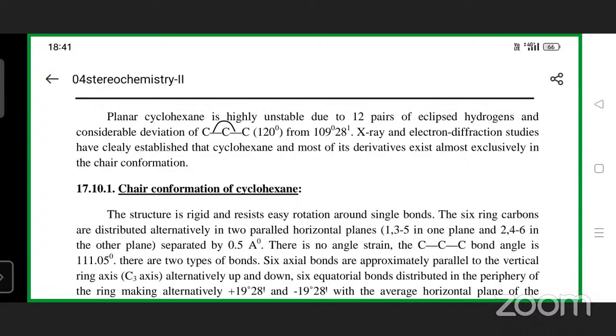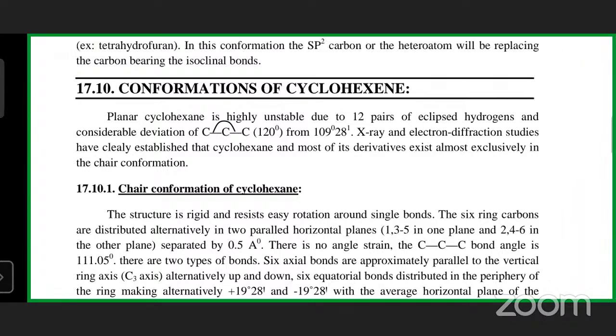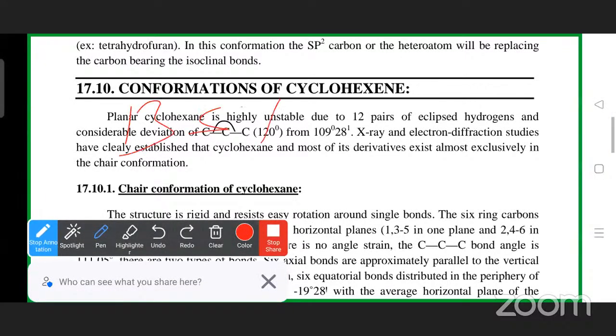Generally, the planar structure is less stable than the puckered structure, because the planar structure has more angle strain. The angle deviation is more as per the BST theory. BST means Bayer strain theory. According to this Bayer strain theory, it tells about how much deviation there is from the ideal angle for sp3 carbon or sp2 carbon or others.